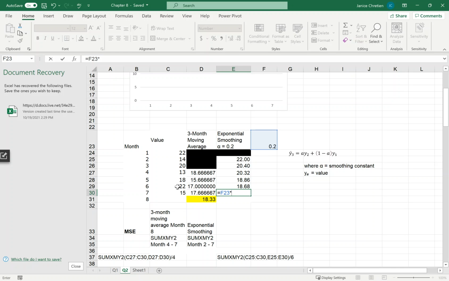So that's times the previous month's value plus 1 minus the constant times the previous month. Now, remember, we're predicting month 8 here. So I'm going to go ahead and fill this one in. I have enough information to do that.